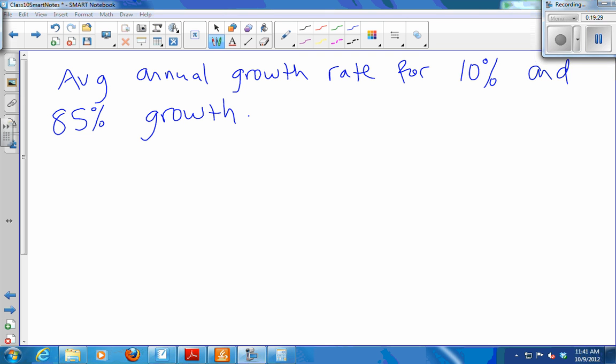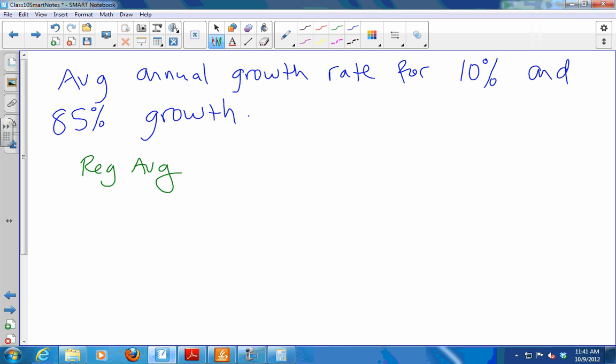Here we go. So there's 2 ways to take an average, right? You can add them up and divide by 2, or you can multiply them together and square root. Which one is the way you average growth rates? The square root. Multiply and square root. So I'm just going to do it both ways so you can see why the square root is the right way. Okay. So regular average, we would do 10 plus 85 divided by 2. 95 over 2 is 47.5%, right?